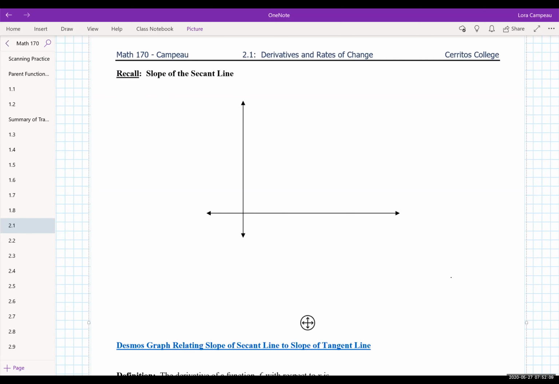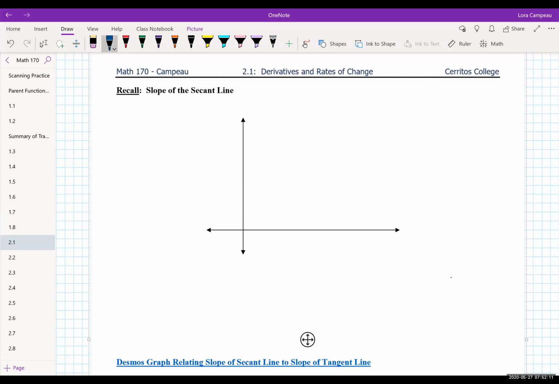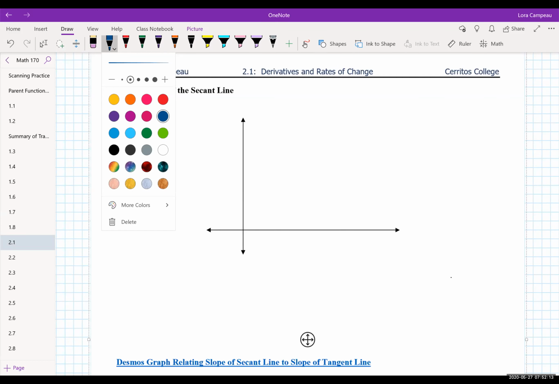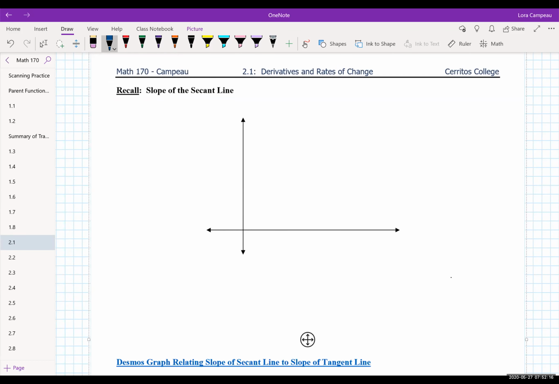So we're going to have our random function. Maybe we don't know the equation for it. A little curvy here and there. So we're going to call that f.